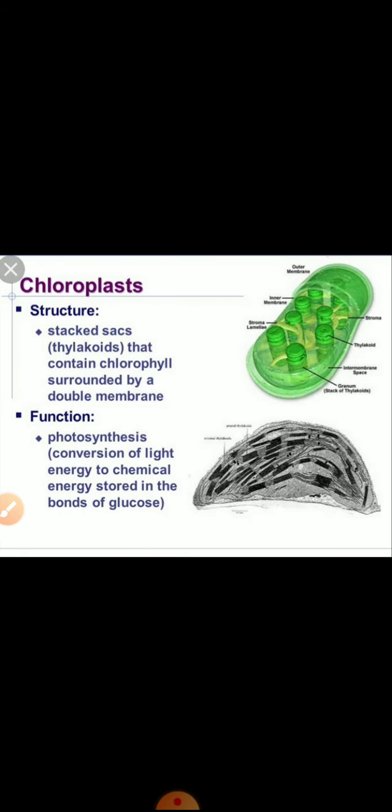So that is the function. Now the structure: the structure looks like a stack, a sac called thylakoid, that contains chlorophyll, surrounded by a double membrane. Function: the main function of chloroplast is photosynthesis, meaning conversion of light energy to chemical energy stored in the bonds of glucose. That is the function of chloroplast.